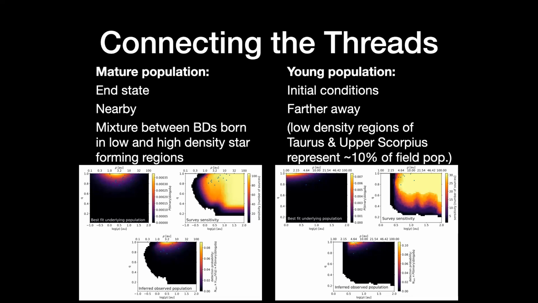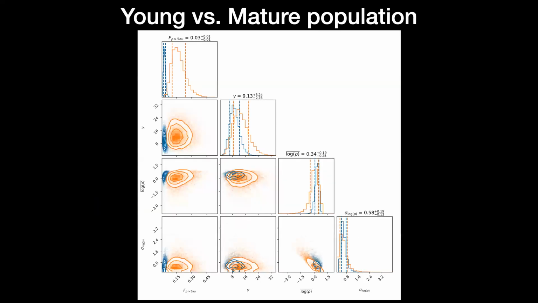And because we have these detailed demographic studies, we can compare them. Again, we have to make sure that we're only comparing regions of parameter space that we're actually sensitive to. So in this case, I'm showing the companion fraction greater than 5 AU, where in the low mass or the young sample, we're 90% complete at 5 AU. So this is a pretty good region to look at.